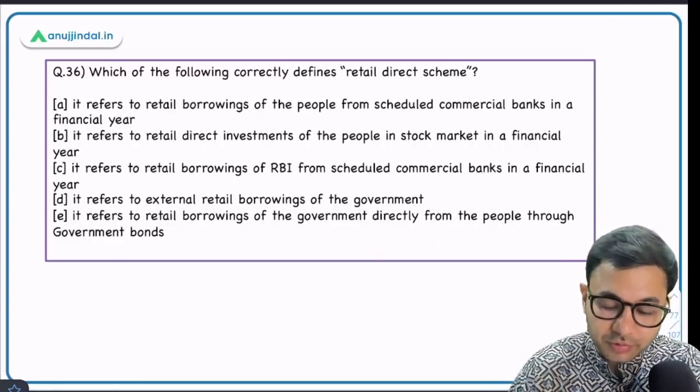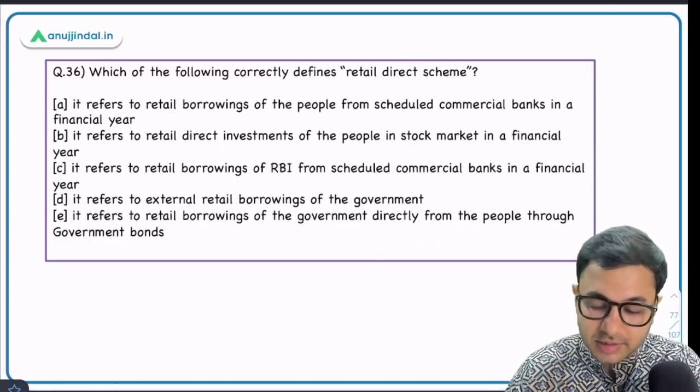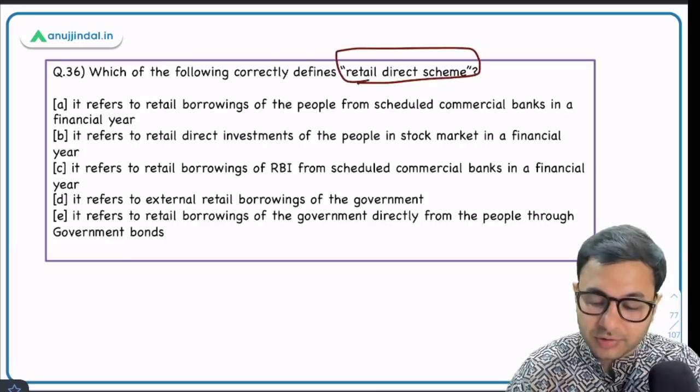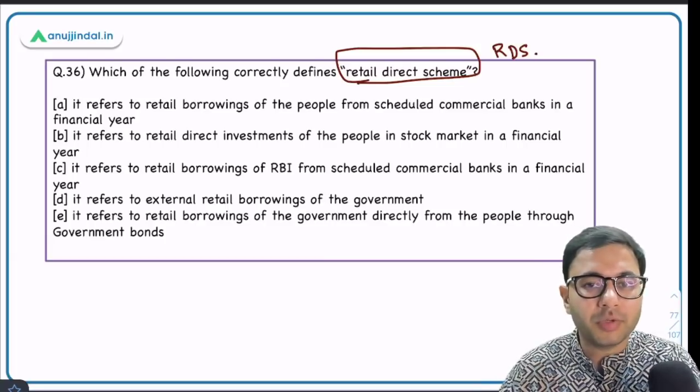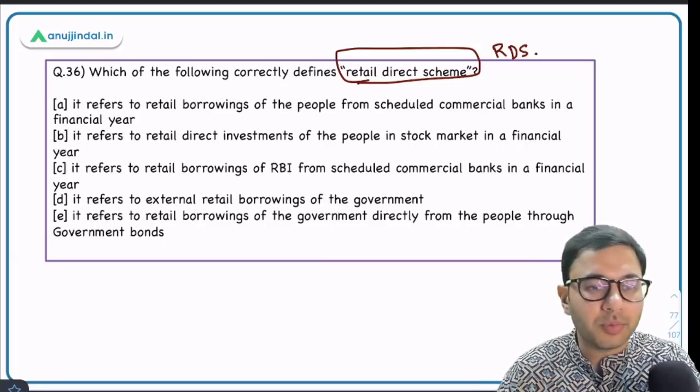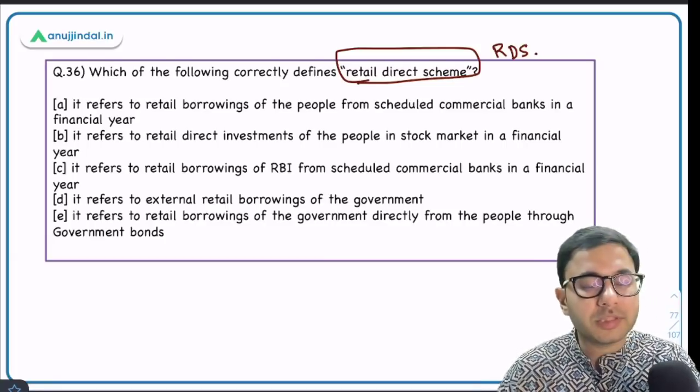Question 36, which of the following correctly defines Retail Direct Scheme, RDS? You must have read about it in the newspaper, and if you are following RBI 247 regularly, to aapko pata hi hoga. The options are given here.